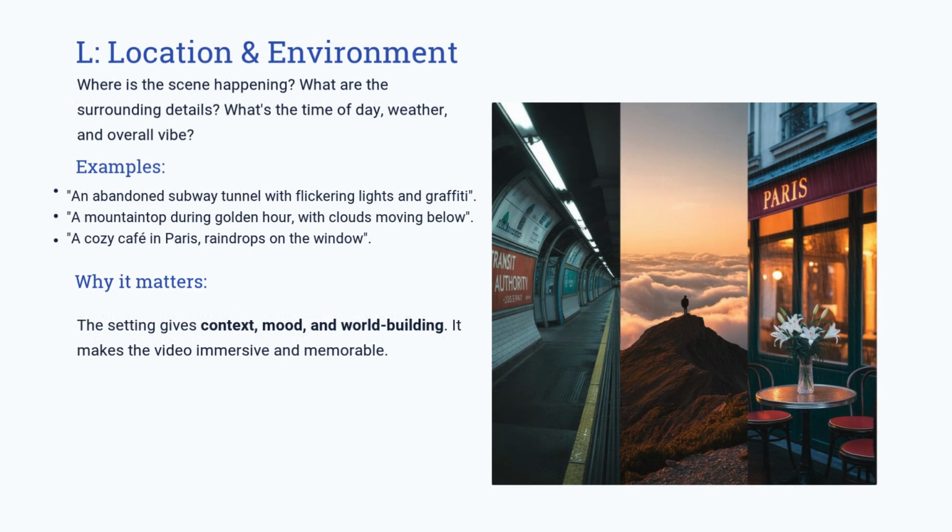Now we're at L, location and environment. So where's this scene happening? What's around the subject? What's the time of day? The weather? The overall vibe? Let me give you a few examples. An abandoned subway tunnel with flickering lights and graffiti. A mountaintop during golden hour, with clouds moving below. Or, a cozy cafe in Paris, raindrops on the window. Why is this such a big deal? Because the setting sets the tone. It gives your scene context, builds the world, and adds emotion, which makes your video way more immersive and memorable.